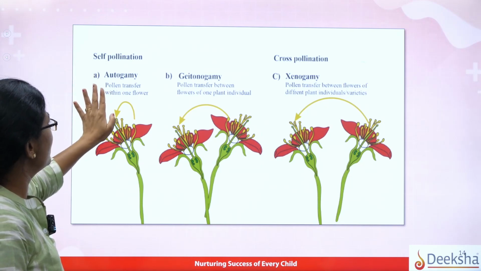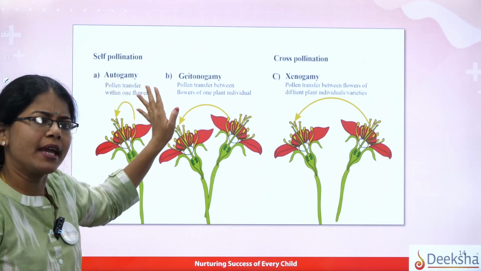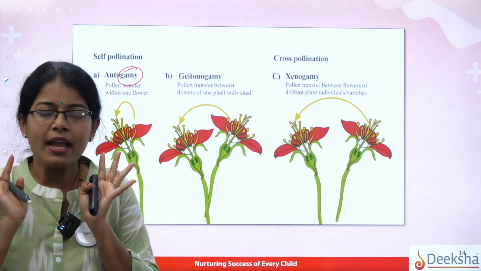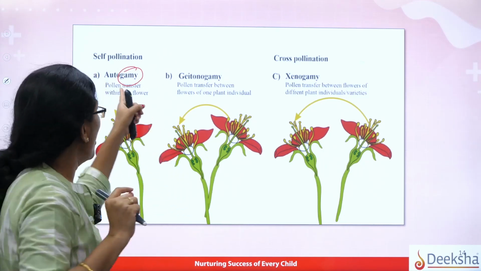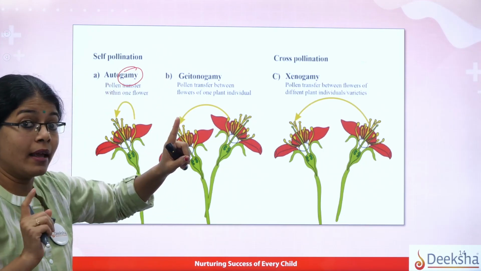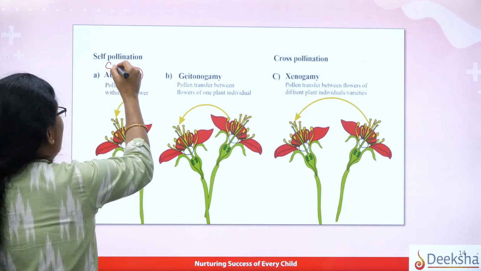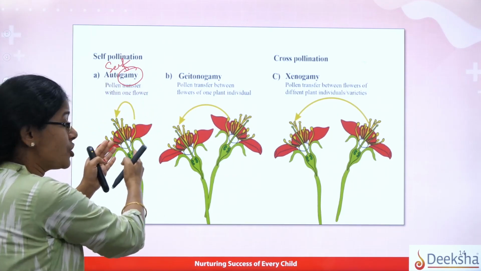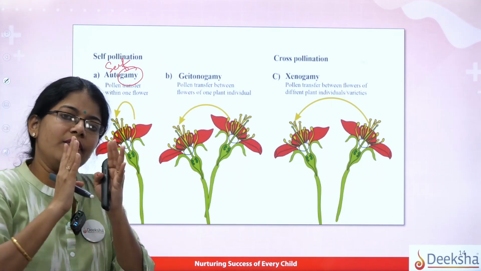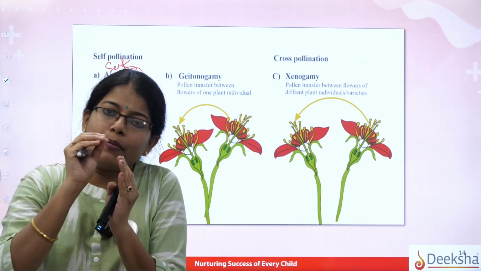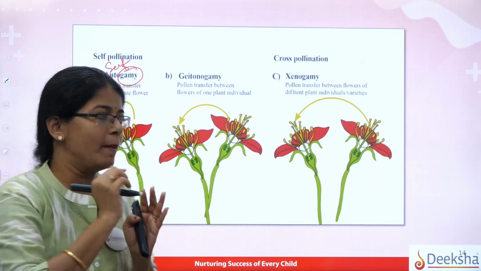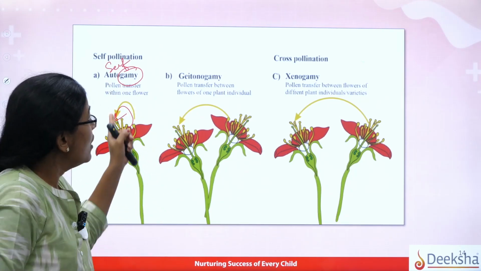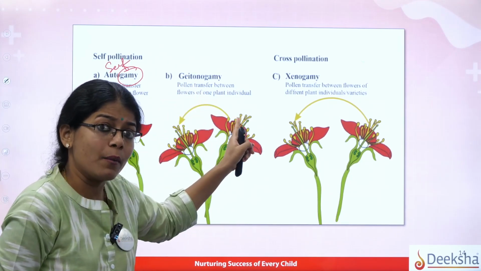Self-pollination, we basically have one type called autogamy. Now look at the word. Gamy means marriage. Gamy means what? Marriage. And auto means self. So here you can tell autogamy means pollination taking place within the same flower. Same pollen grains will shed onto the same stigma, right? So here it has been indicated. Correct? Autogamy.